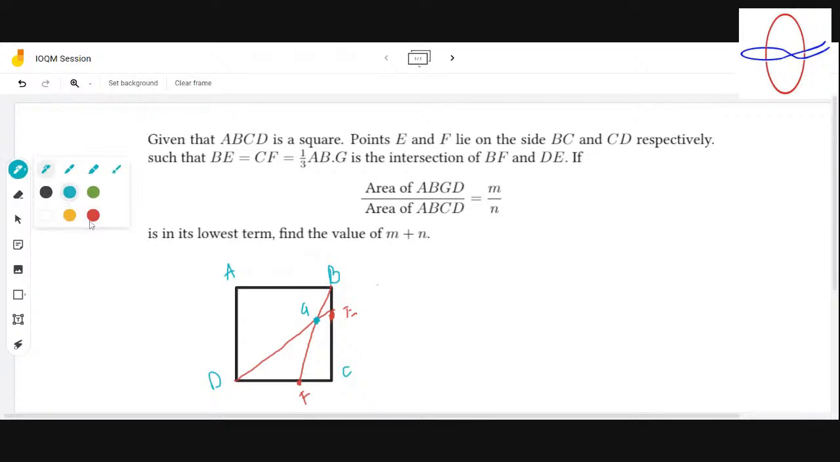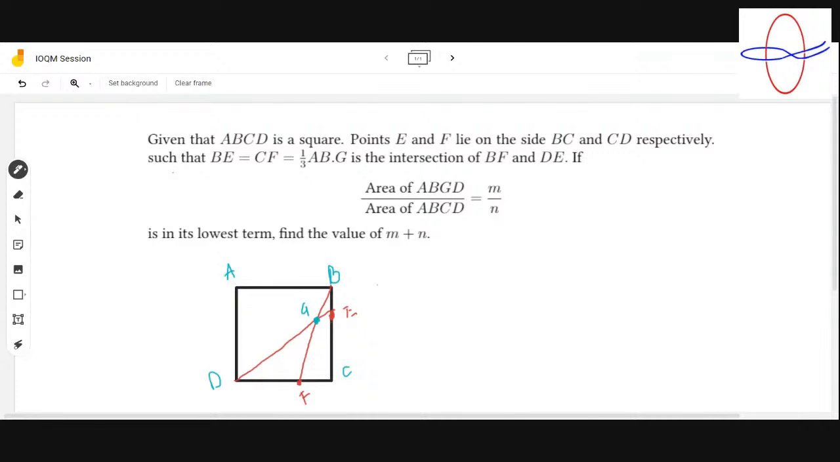The area of ABGD is M by N, the ratio of this area with the actual area of the square. So we have to find this out, and let's see how we can get the result. You can use basic ideas about similarity and whatever, but I should not give it away. I should give some time to think about it, guys.